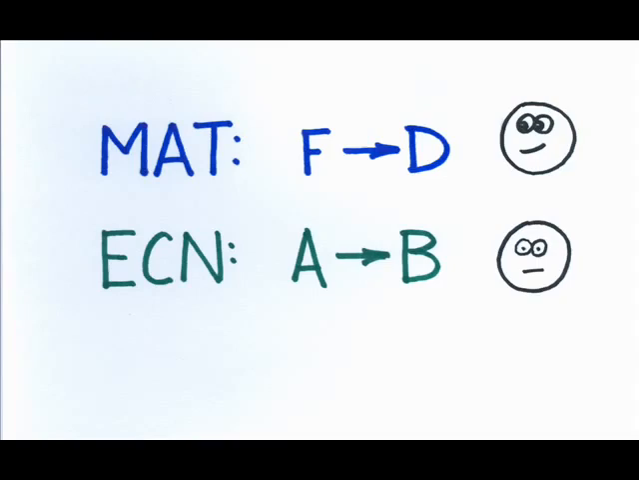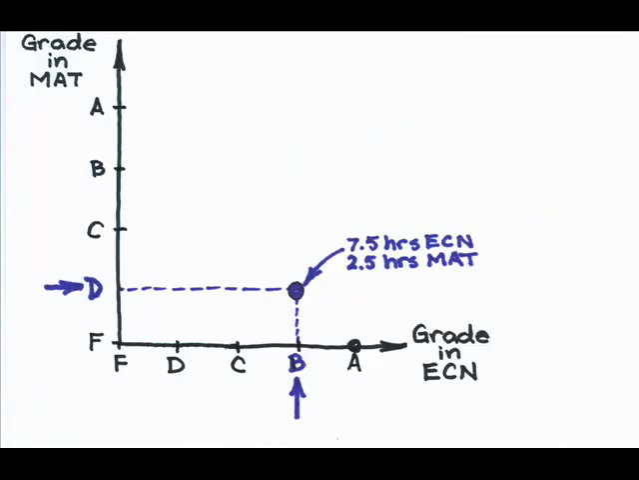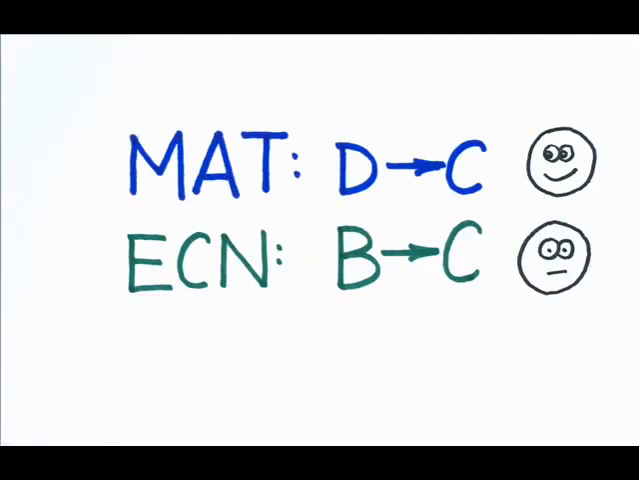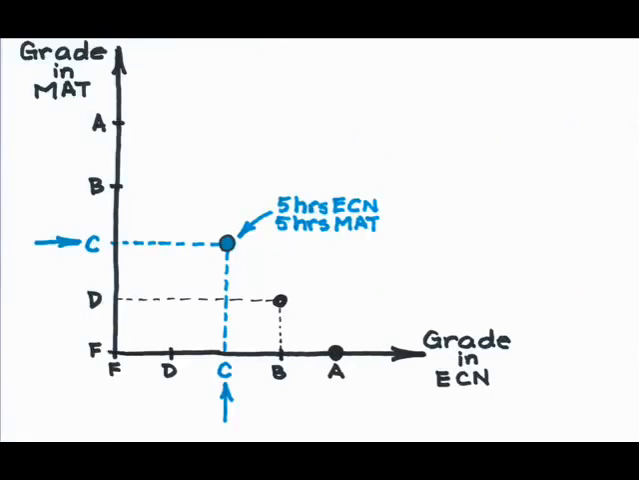What if you begin to spend a little time each week on math? Maybe you start spending about 2.5 hours on math and cut back to 7.5 hours in economics. Well, the math grade is going to go up, and that's good news. Now you're at least getting a D in math. But because you took time away from economics, the economics grade is going to fall from an A to a B. And so on. I can follow this pattern. If I were to spread my time such that I was using 5 hours for each class, I would get a C in each class.